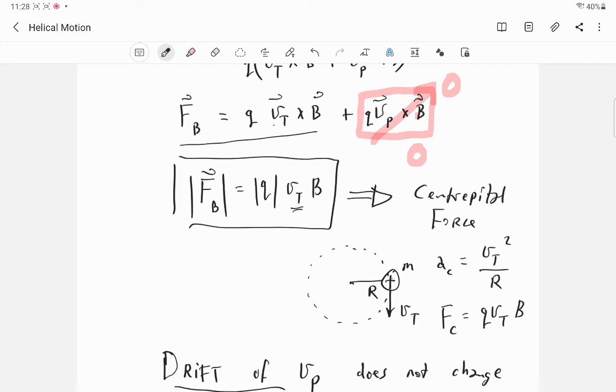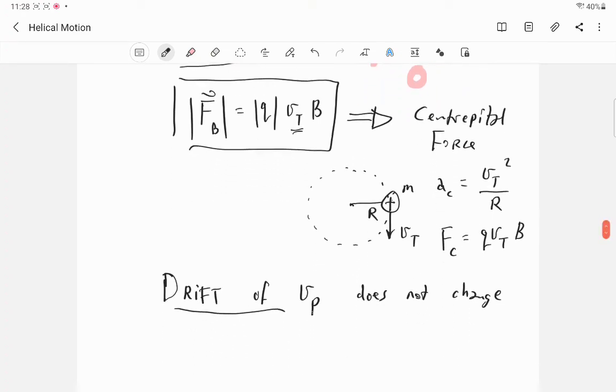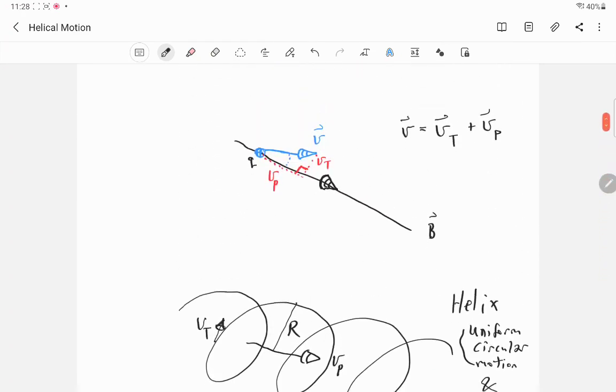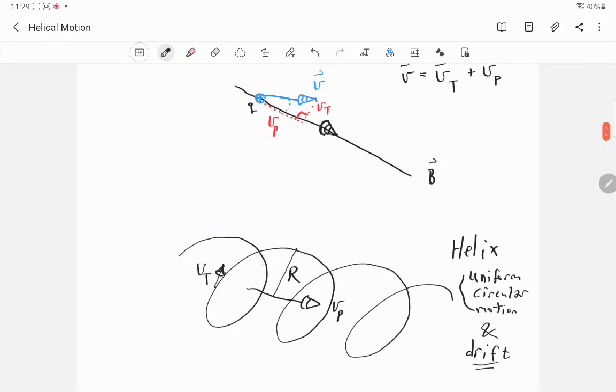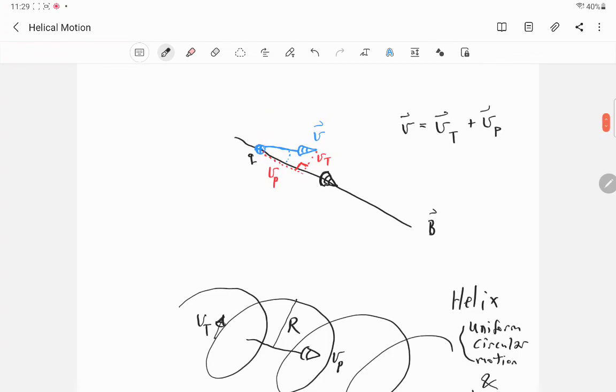Yeah, so this is the helix. I have a drift, and I have a transverse motion that is accelerated in uniform circular motion. This right here is a nice trick, right? And it's a trick that you can imagine using in lots of different contexts. You think of a particular vector relative to another vector in terms of a perpendicular part and a parallel part.